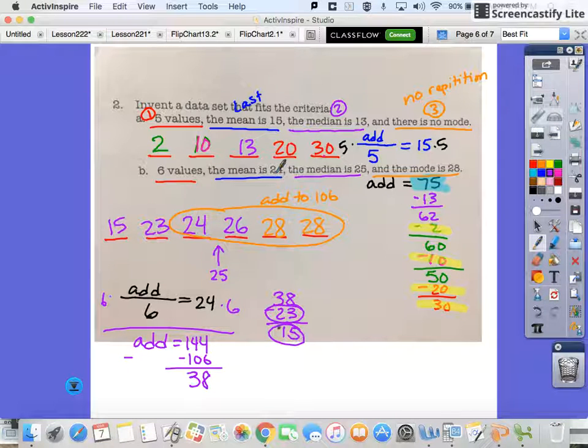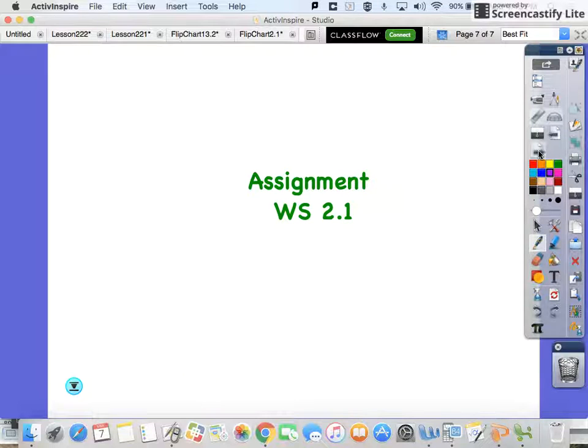All right, long lesson, I know. You guys have an assignment, it's worksheet 2.1 that you can work on now.